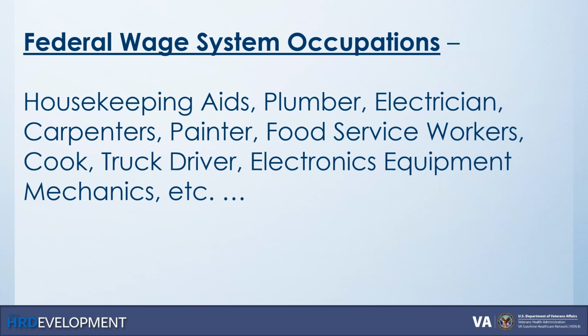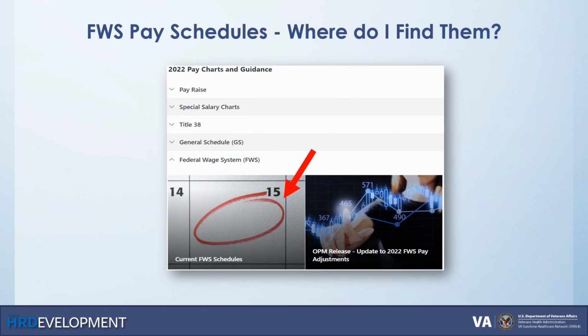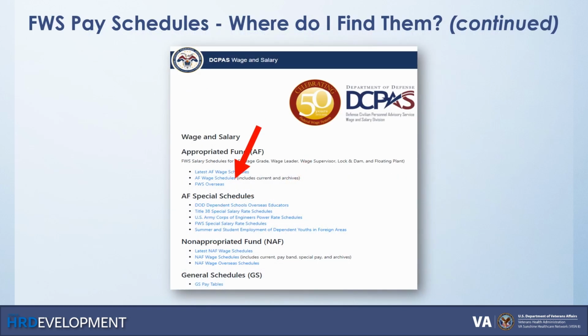Federal wage system occupations: housekeeping aide, plumber, electrician, carpenters, painter, food service worker, cook, truck driver, electronic equipment mechanics, etc. To find the federal wage system pay schedule, it doesn't matter if you go through OPM or the OCHCO webpage, it will lead you to the same page. Going through the OCHCO webpage, you click on the current FWS schedule, and it will take you to the DC Pay as Wage and Salary. This is the Department of Defense webpage.